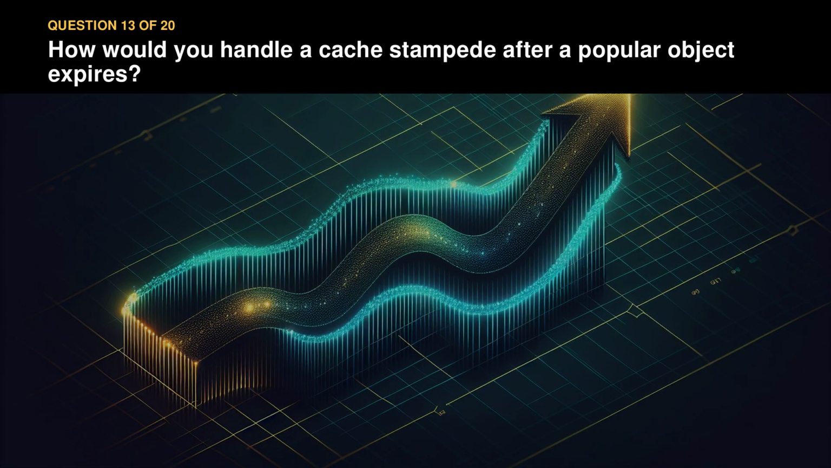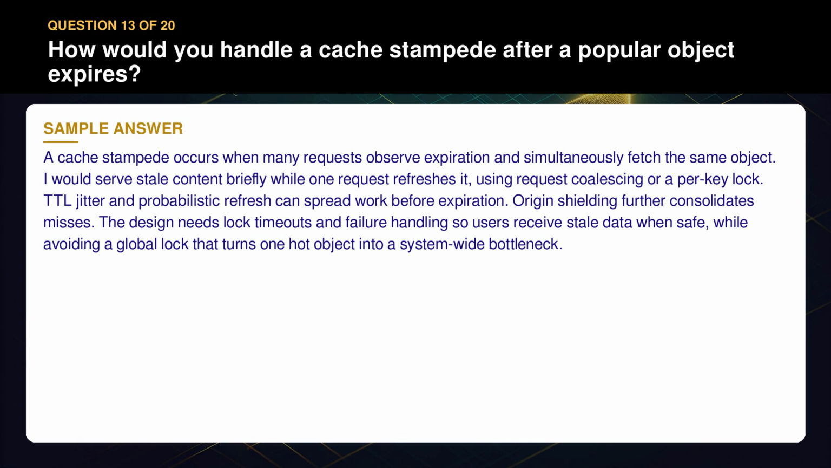Question 13. How would you handle a cache stampede after a popular object expires? A cache stampede occurs when many requests observe expiration and simultaneously fetch the same object. I would serve stale content briefly while one request refreshes it, using request coalescing or a per-key lock. TTL jitter and probabilistic refresh can spread work before expiration. Origin shielding further consolidates misses.